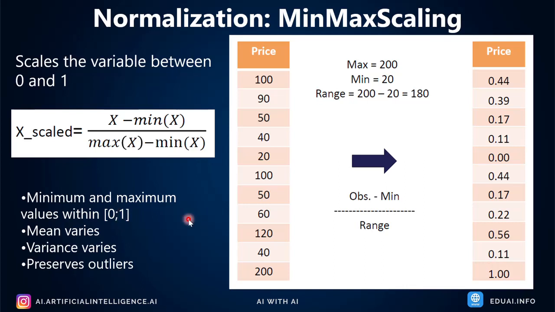So the takeaway: the minimum and maximum values are between 0 and 1. Unlike standardization, the mean can vary here, and also the variance can vary. In standardization the mean remains constant, but here the mean varies, right? Let's jump to the demo so that you understand in a better way.